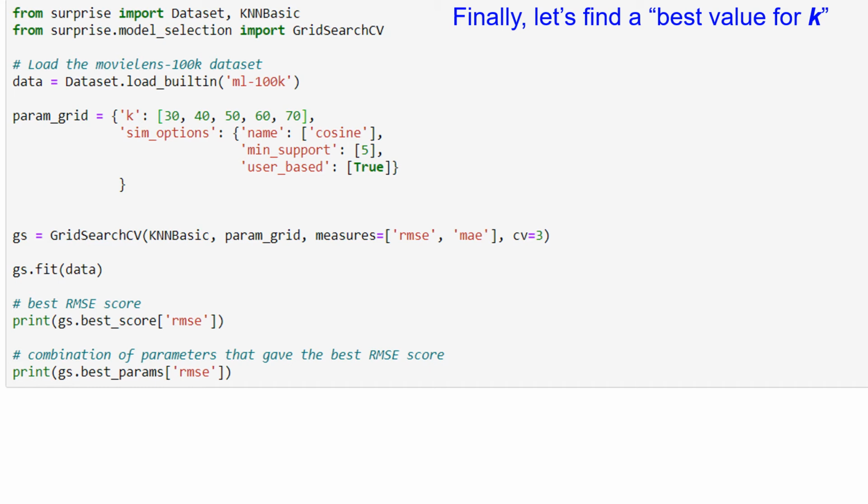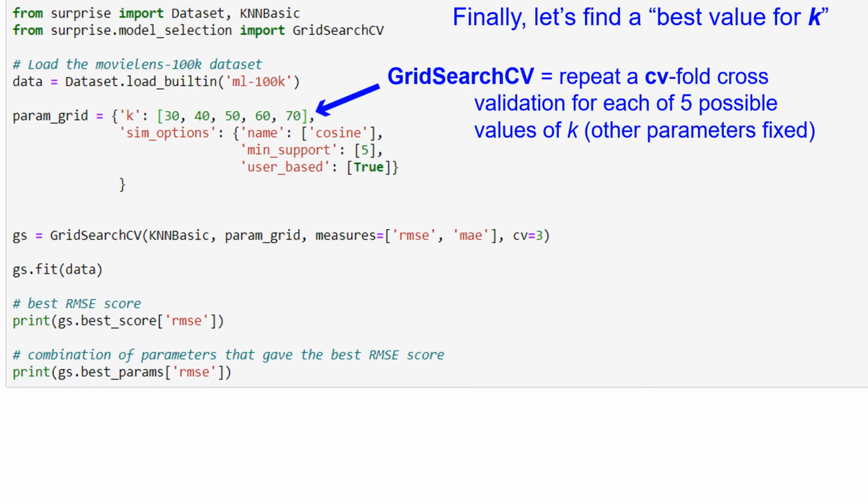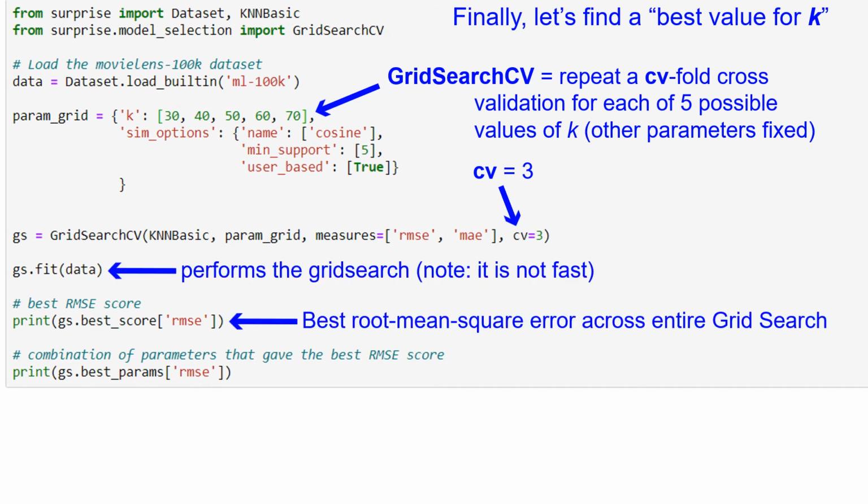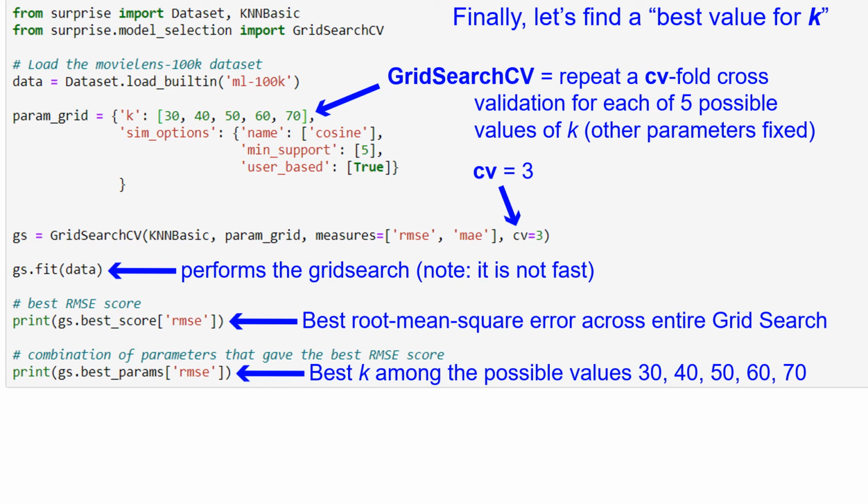So now let's see how we can use this to find a best value for K. We're going to do a grid search. That means we're going to repeat a CV-fold cross-validation for each of 5 possible values of K. So here our CV is 3. We do the grid search. It's not fast. We'll get the best root mean square error across the entire grid search, and that will tell us what the best K is among those Ks we tested, which are 30, 40, 50, 60, and 70.